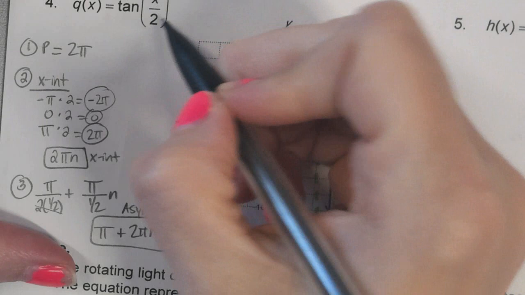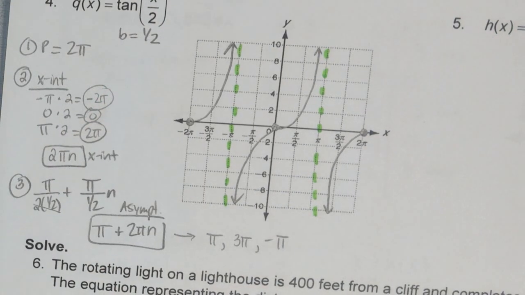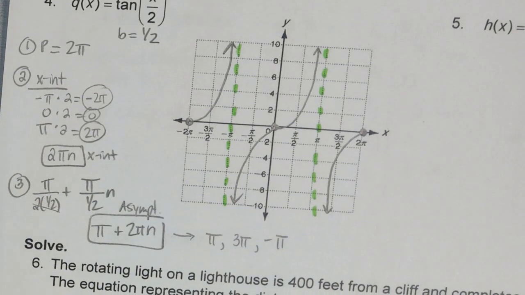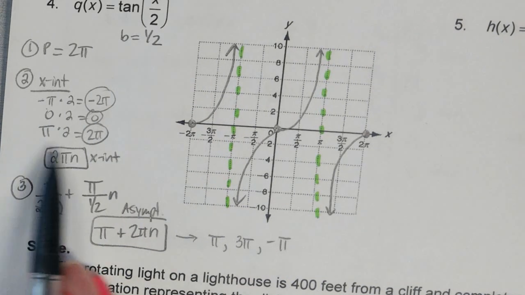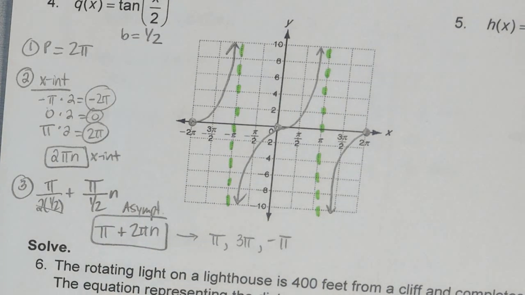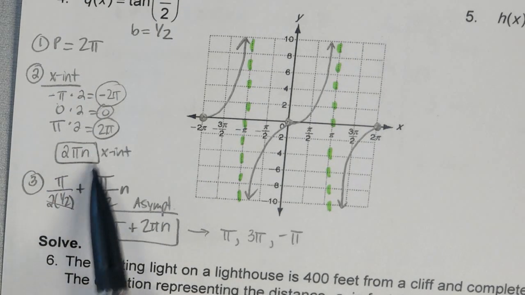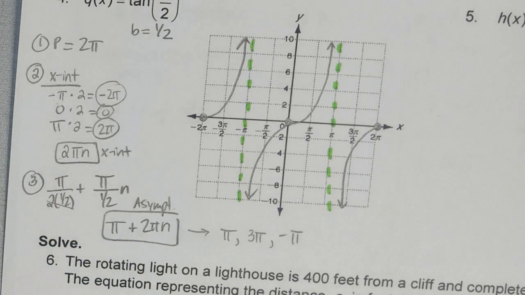Alright, and then for 4, if you have x over 2, your b value is 1/2. Okay, so when you do pi divided by 1/2, you get 2 pi, that's your period. Your x-intercepts, the reciprocal of 1/2 is 2, so you multiply them all by 2, okay, which is going to give you negative 2 pi, 0, and 2 pi. So your x-intercepts are 0 plus 2 pi n, or 2 pi n.